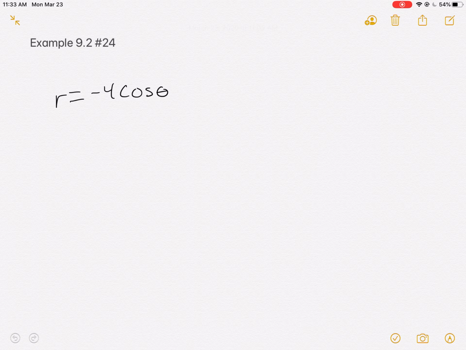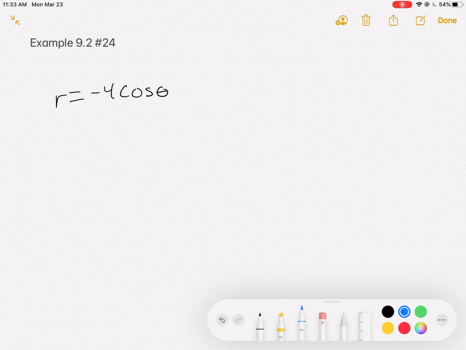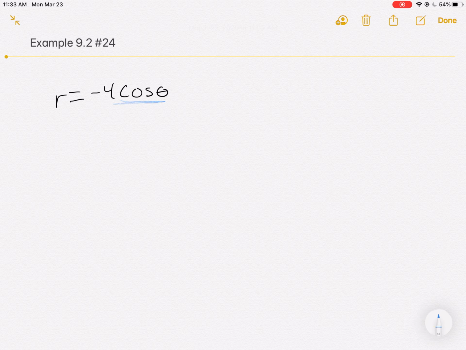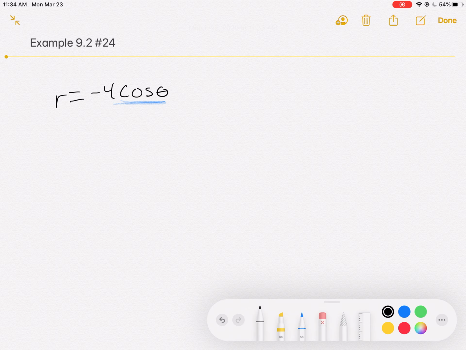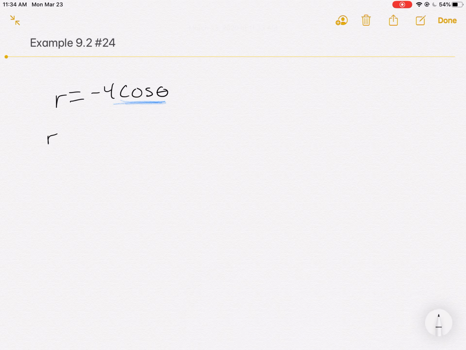r is equal to negative 4 cosine theta. So we don't know anything about cosine theta alone. And so what we know about is r cosine theta. So we're going to introduce an r there. But if we do it to the right hand side, we have to do it to the left hand side.